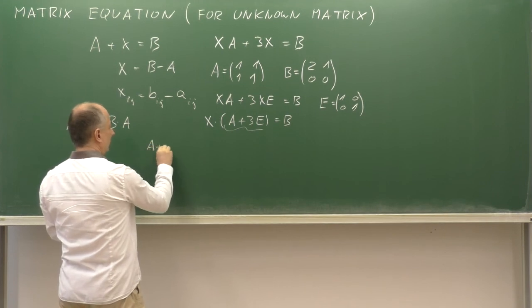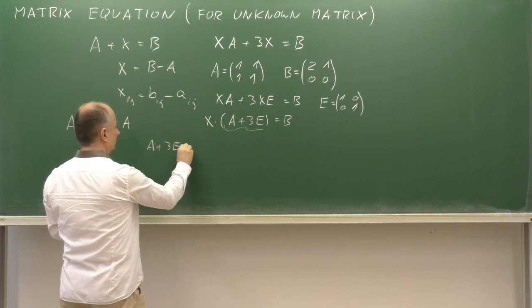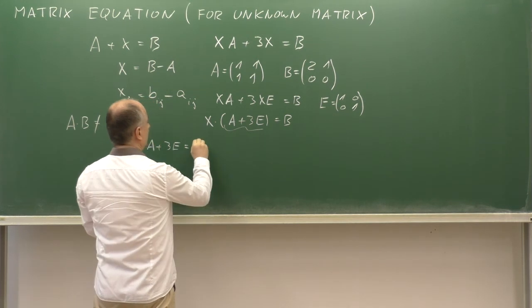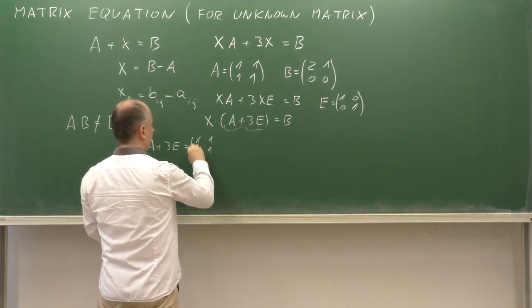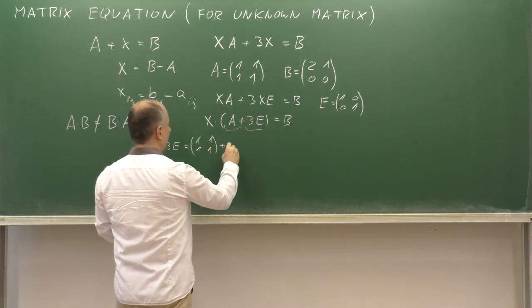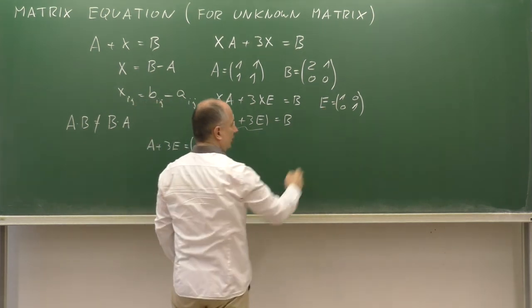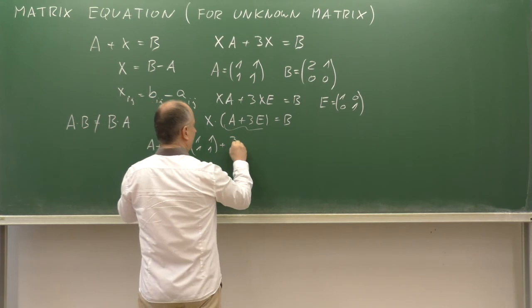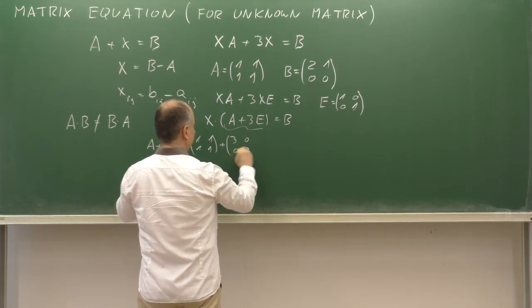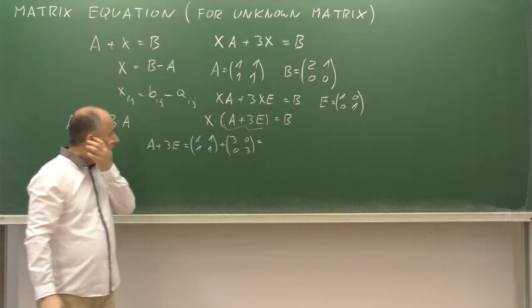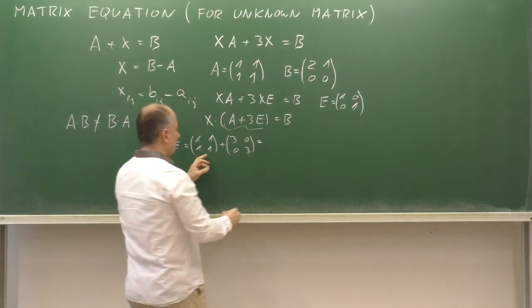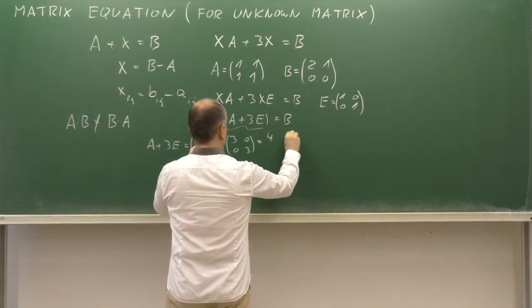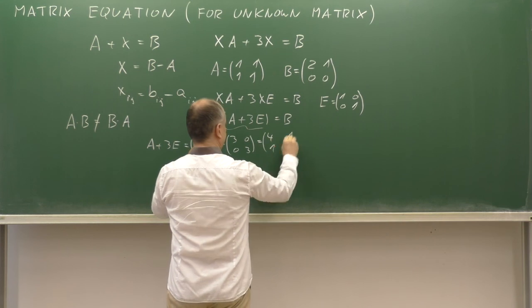A plus 3E will be a matrix. A is 1, 1, 1, 1. And 3E is, if E is 1, 0, 0, 1, then when we multiply by 3, we have 3, 0, 0, 3. We can add these two matrices, and we get 4, 1, 1, 4.